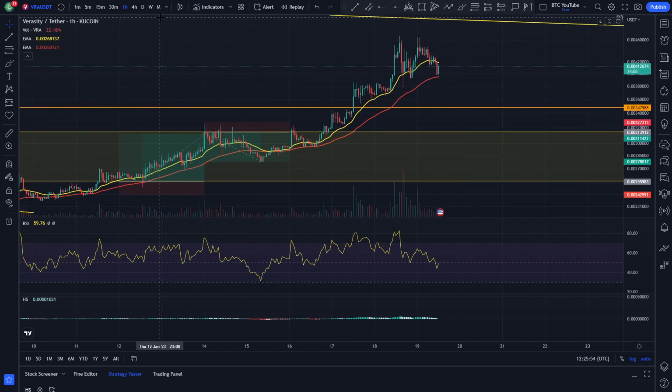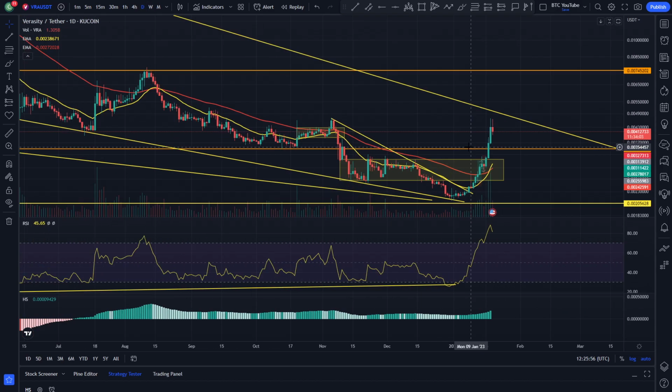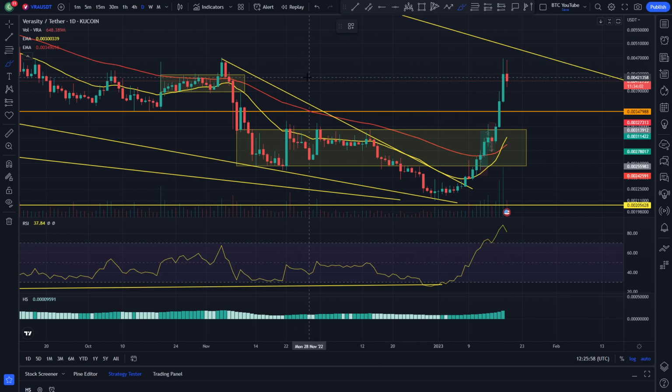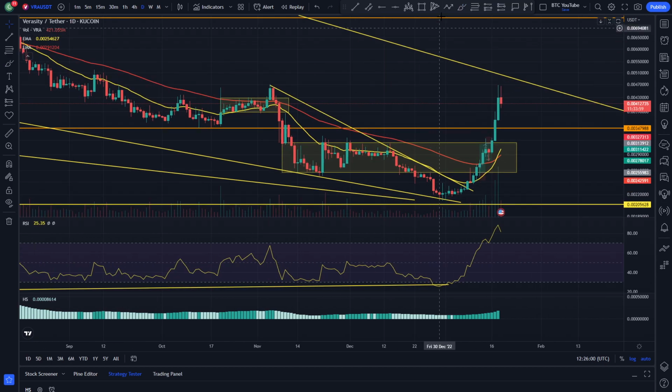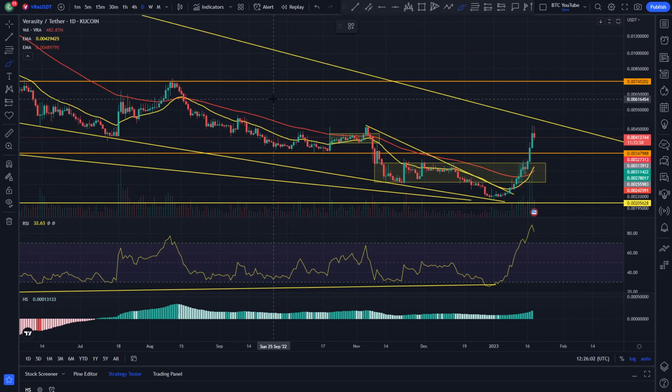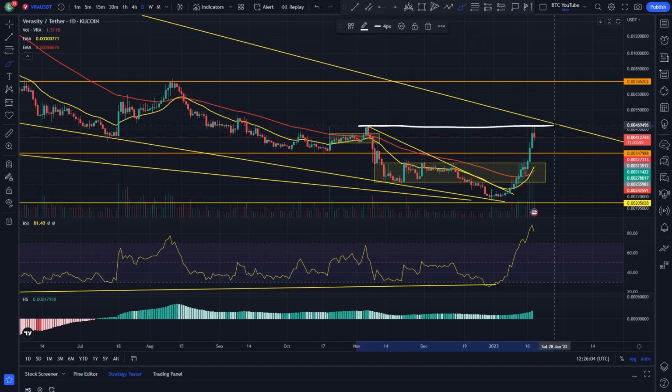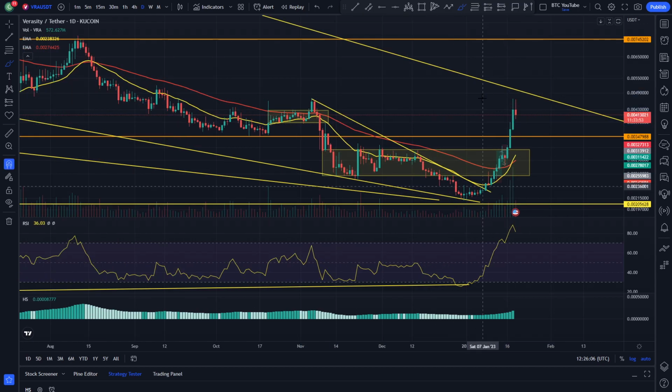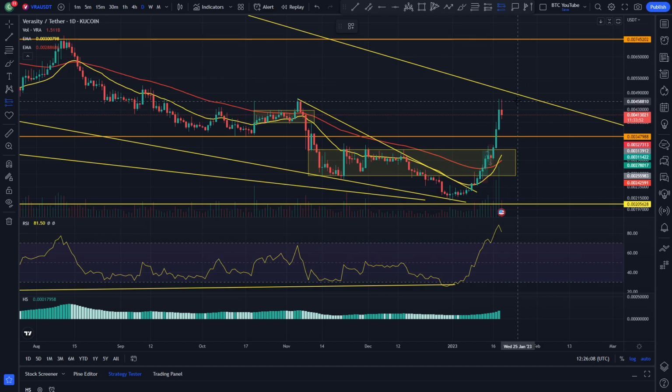But sometimes that does happen when you don't get your entry points. And you can see now on the daily time frame, basically where Verasity has run up to now. We've come back up to this previous high, haven't we, where we have been rejected. I'd probably be looking to put in a short position here for sure.